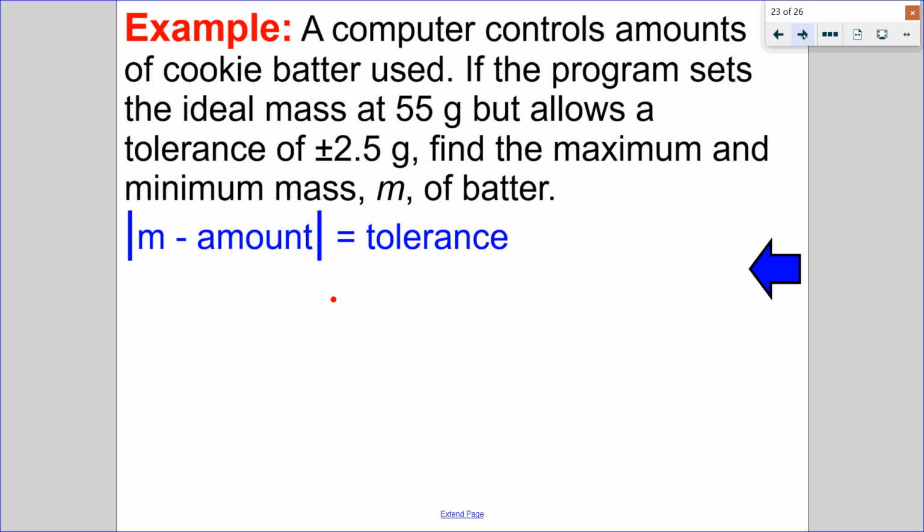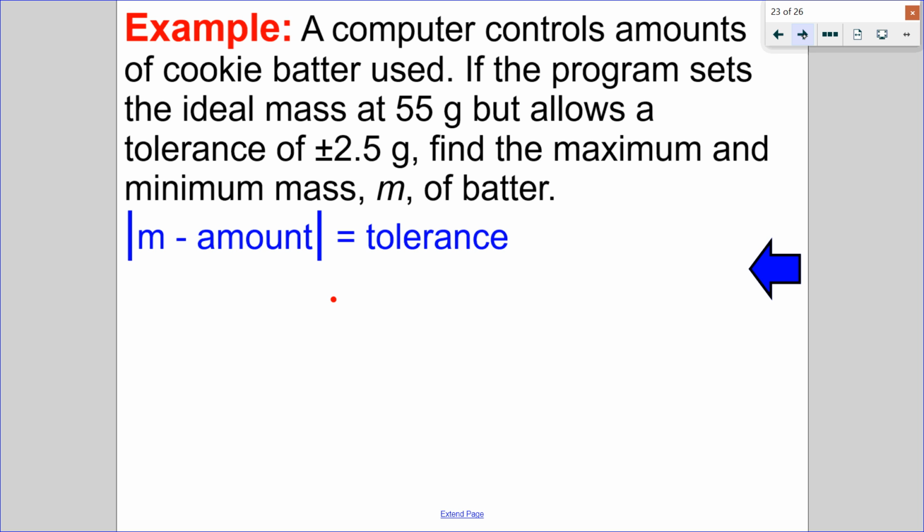Okay, I just want to end with a word problem. A computer controls the amount of cookie batter used. If the program sets the ideal mass at 55 grams, but allows a tolerance of plus or minus 2.5 grams, find the max and min mass of batter.